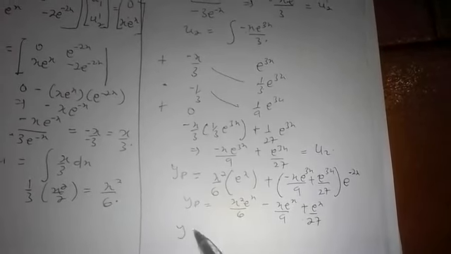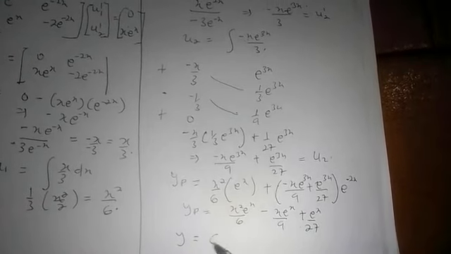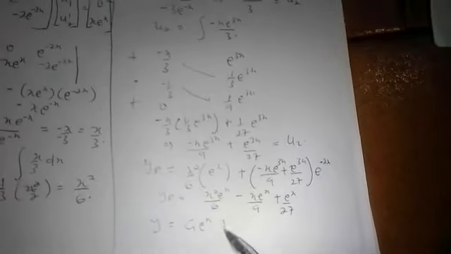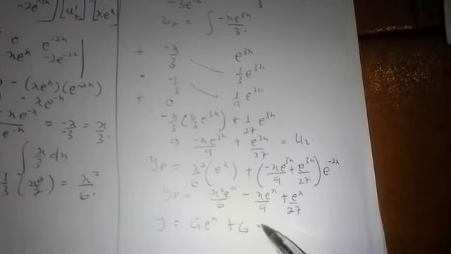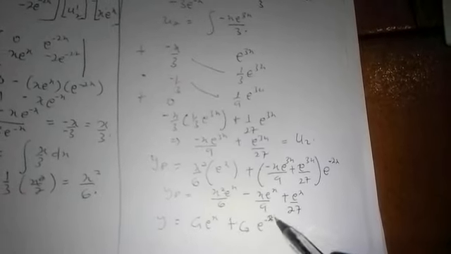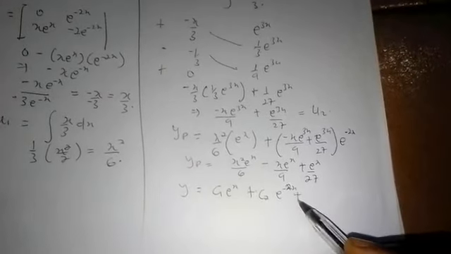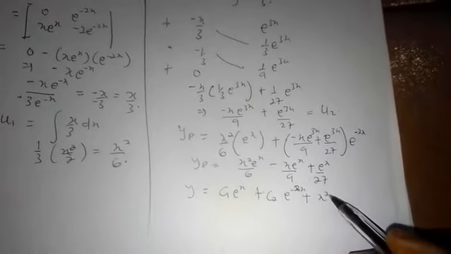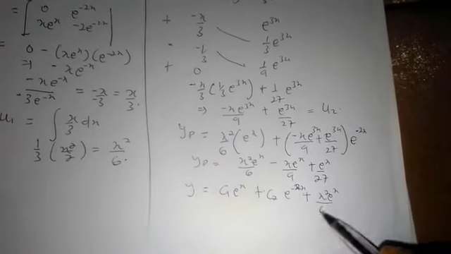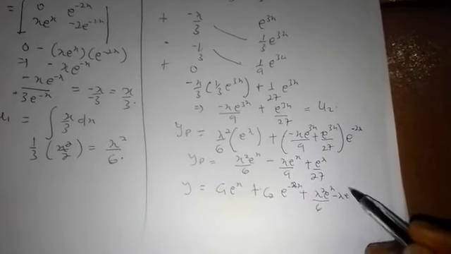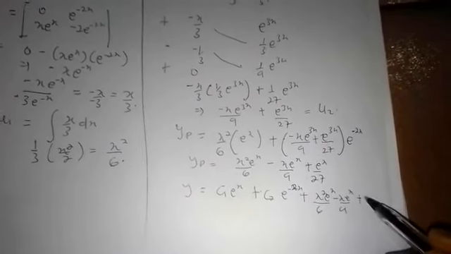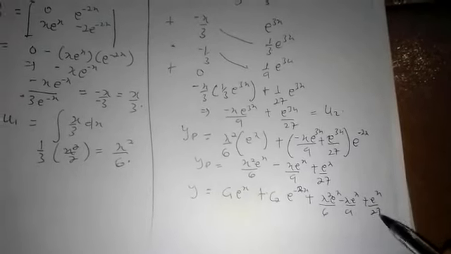To find my general solution y, I just add my c1 e to the power x, that is my complementary solution I have here, plus c2 e to the power negative 2x, then finally plus my particular solution: x squared e to the power x over 6, minus x e to the power x over 9, plus e to the power x over 27.